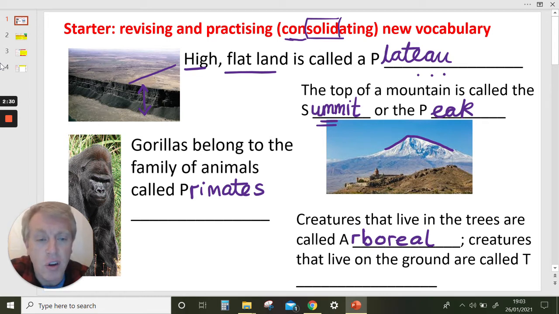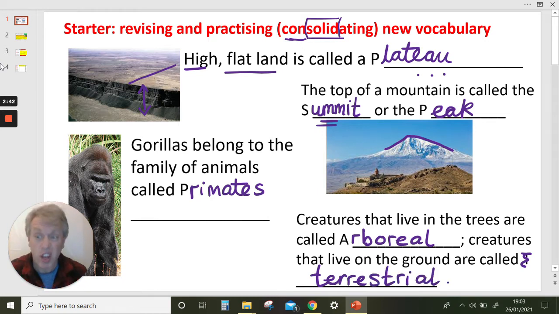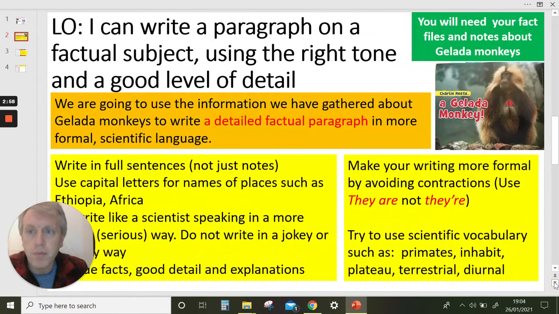And creatures that live on the ground are called, my spacing's got a bit wrong, begins with a T, terrestrial. Creatures that live on the ground. Human beings are terrestrial. We walk around on the ground. We don't fly, we don't live in the trees, we don't live in the sea or water. We live on the ground. We are terrestrial.